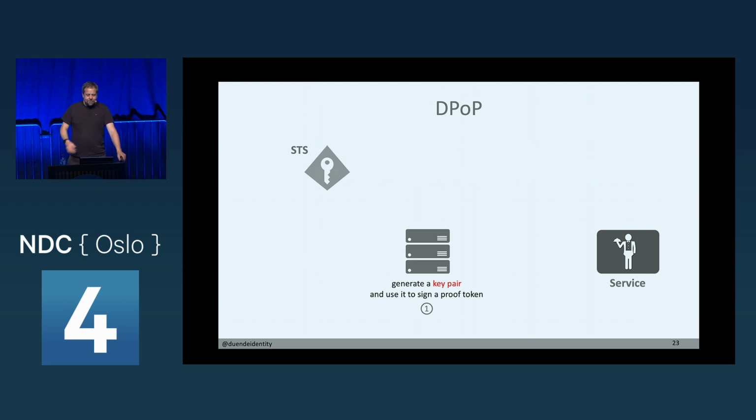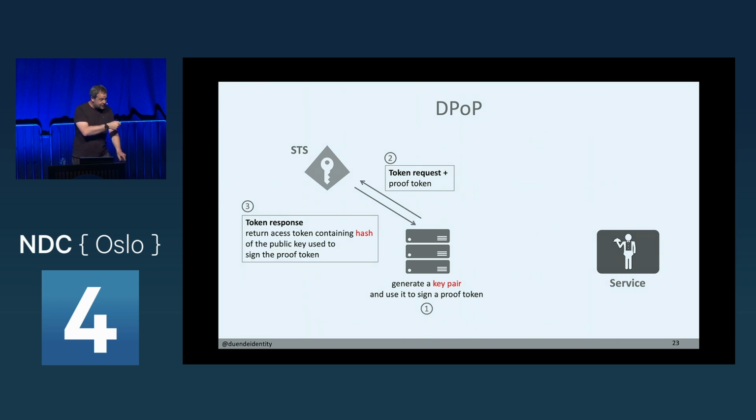And then you use that to sign a so-called proof token. I'm going to show you what a proof token is in a second. And then you request the token from the token server, do whatever client authentication you do, so that's unrelated to client authentication, and send along the proof token. Now the token server will validate the proof token and respond with an access token. And the access token contains now the hash of the proof token, or rather the key material that was used to sign the proof token.